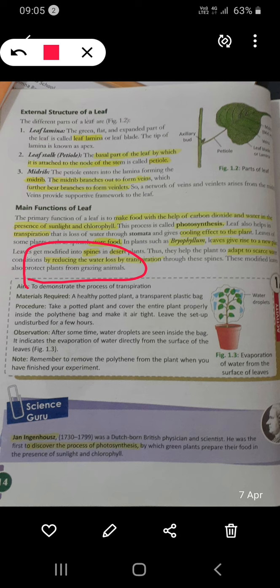Okay students, now you have to keep in mind that photosynthesis and transpiration are done by a leaf, and leaves store food for some plants also. These are the 2 or 3 main functions of a leaf. Okay students, if you want, you can do this activity at home, and you can see the water vapor, and that is showing the process of transpiration.